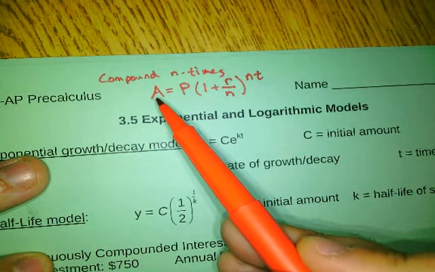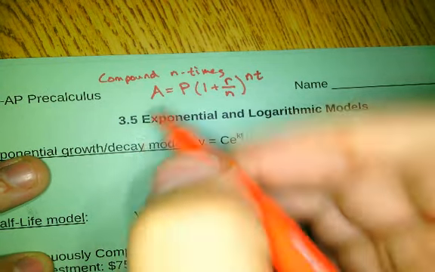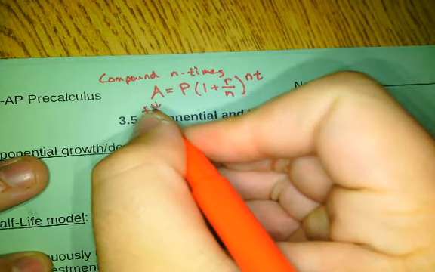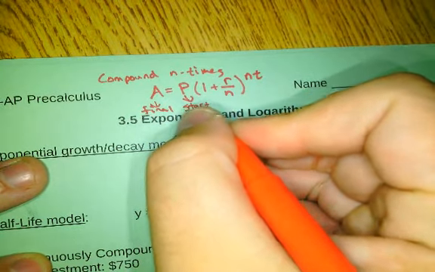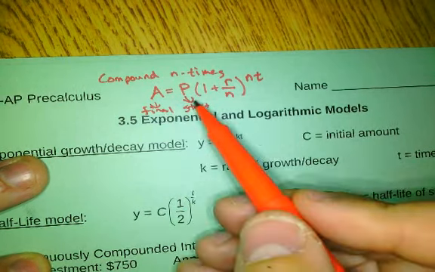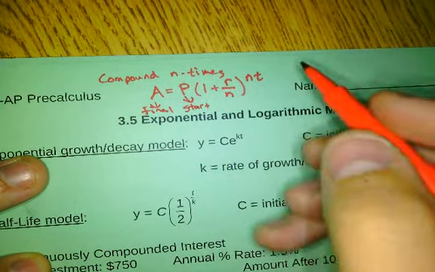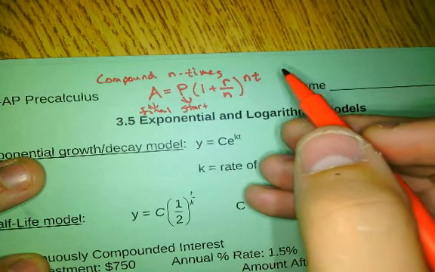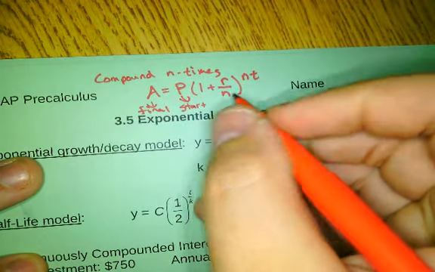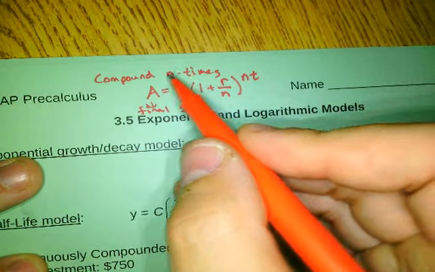Okay, so this is the final amount. So I'll kind of go over this. So this is the final amount. This is the starting amount. R is the rate. R is always the rate. I'm not going to write that down. T is always the time. I'm not going to write that down. N is the number of times, which I kind of already did up here.